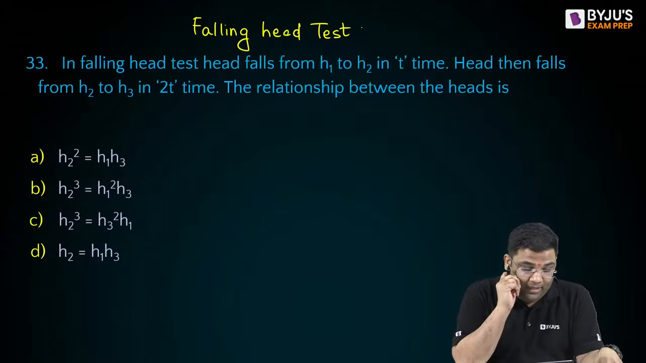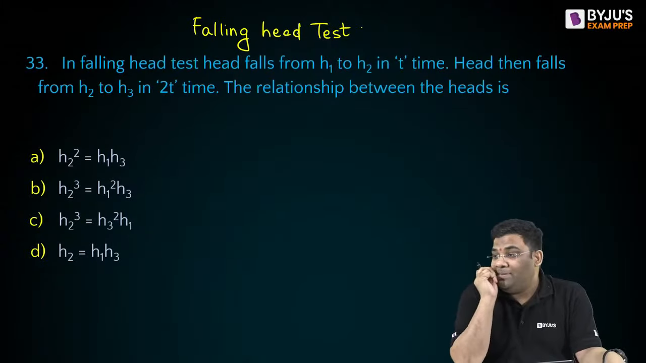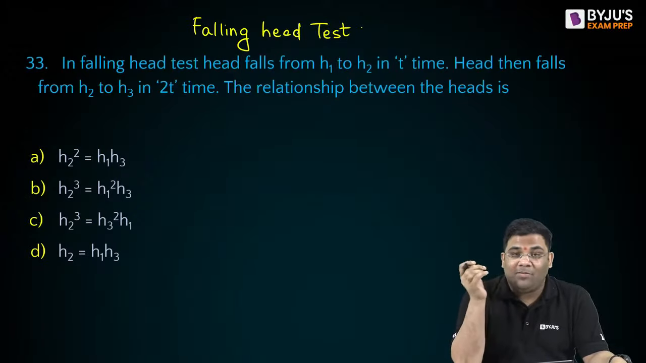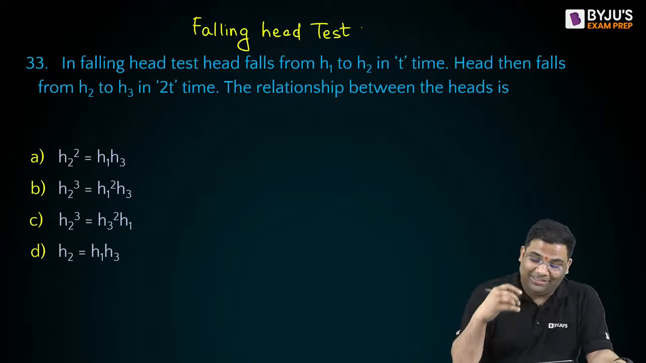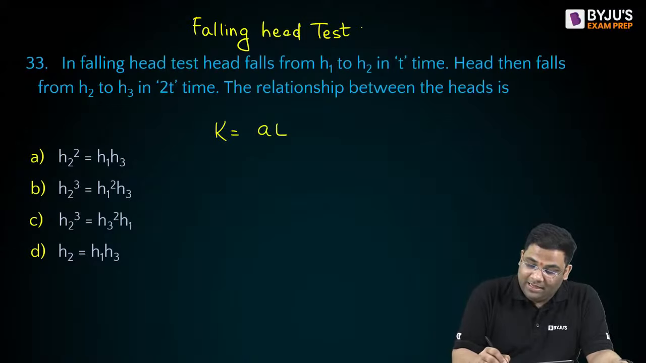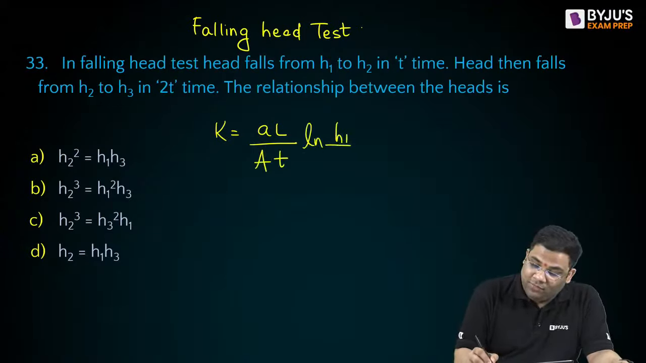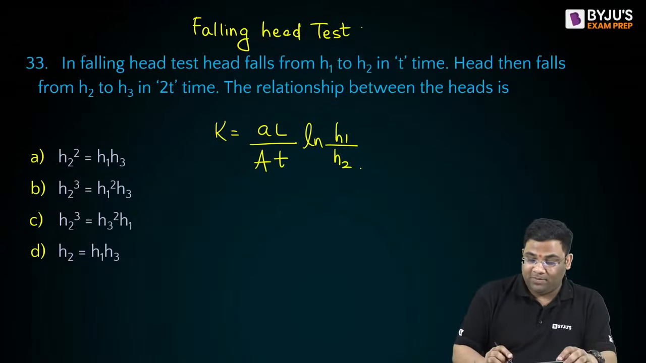Okay, somebody answered also. Many people remember the answer, but you have not read the question. You have remembered the answer. See what is written. In time T, now what is K? K is A L by A T into ln H1 to H2. So you see, this is the falling head test, the permeability test.